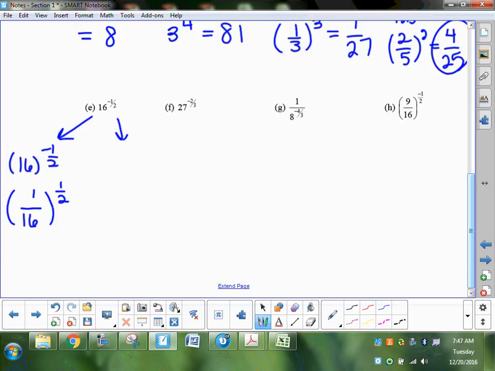Mandy, what do you say? You've got power over root. Which one do you want to do first? Okay, so 1/16 to the first power is how much? And now you've got to take the second root of that. So what's that going to give you? There you go. That's one way of doing it.